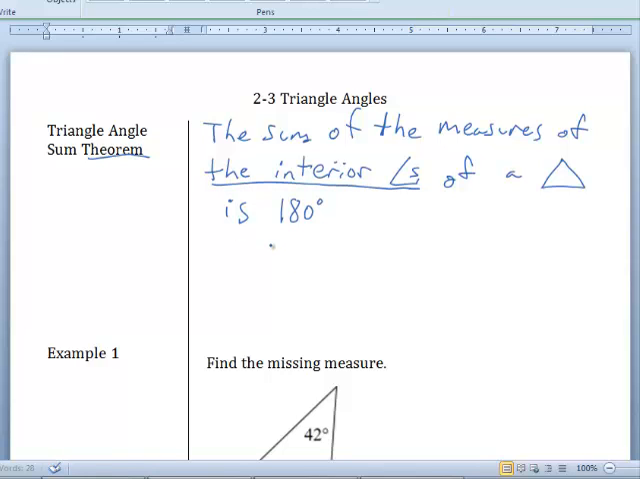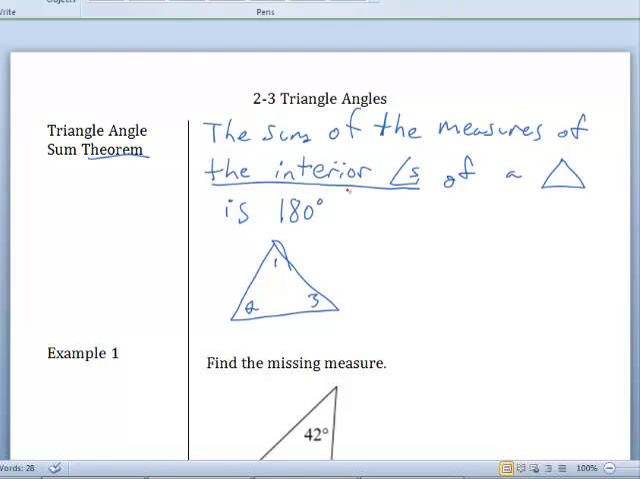So let's draw a quick picture. If we have a triangle, I can label my angles angle 1, angle 2, and angle 3. Okay? So this states that all of them equal 180 degrees, so I can make a statement that the measure of angle 1 plus the measure of angle 2 plus the measure of angle 3 is equal to 180 degrees. And again, that's our geometric statement. Once I make that geometric statement, I can solve for a triangle in any way.